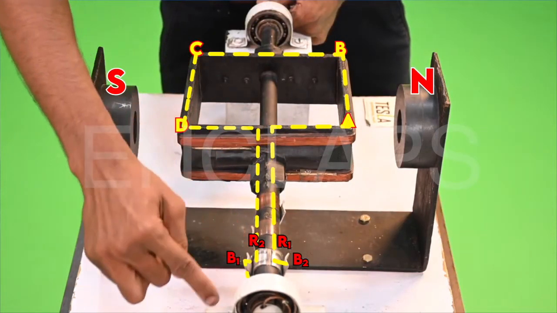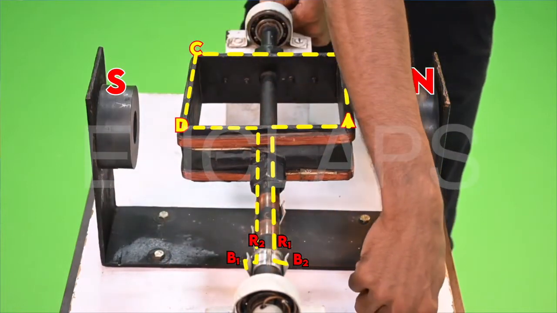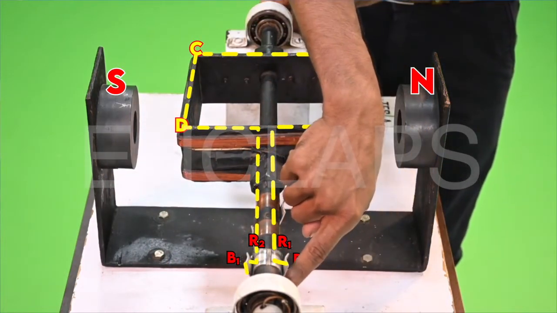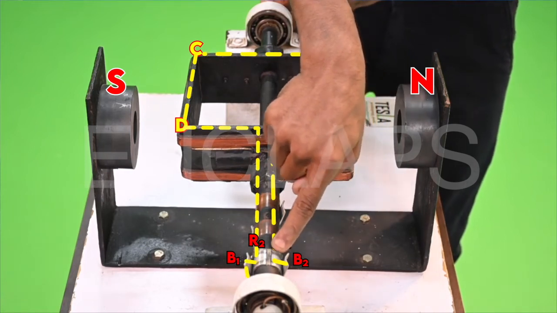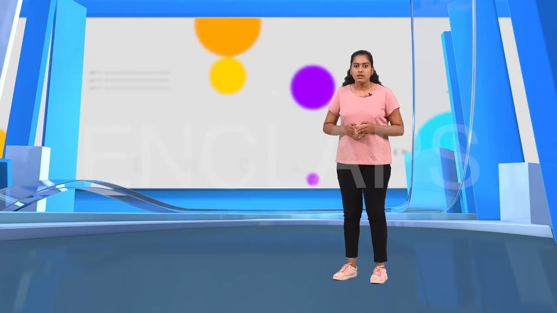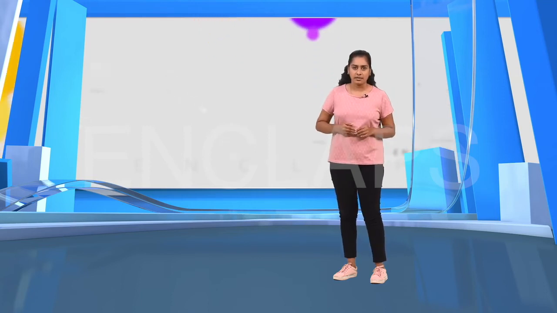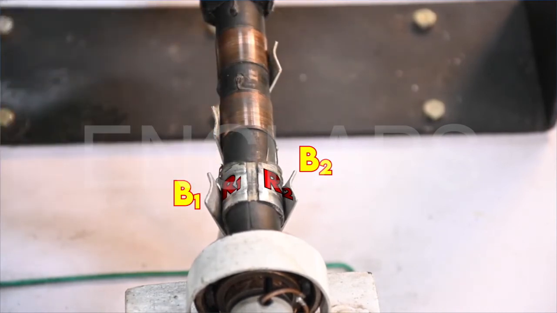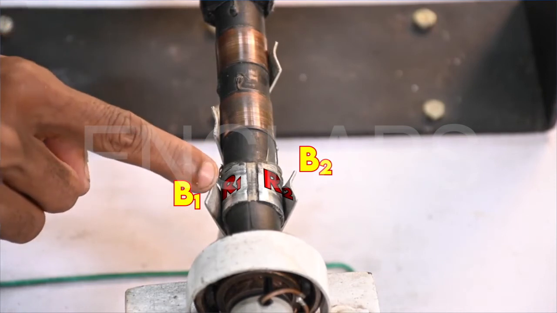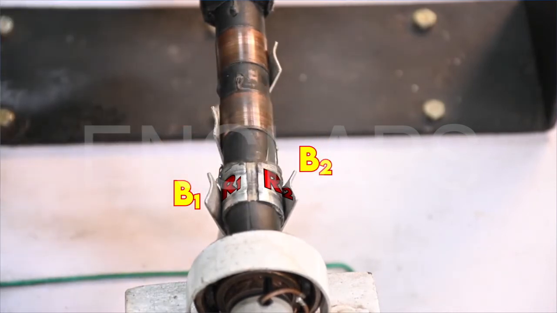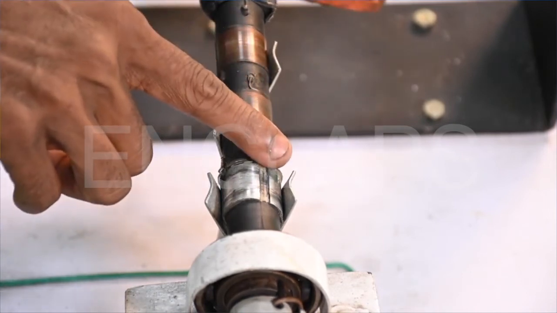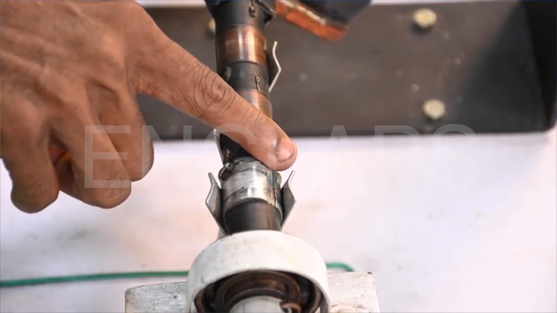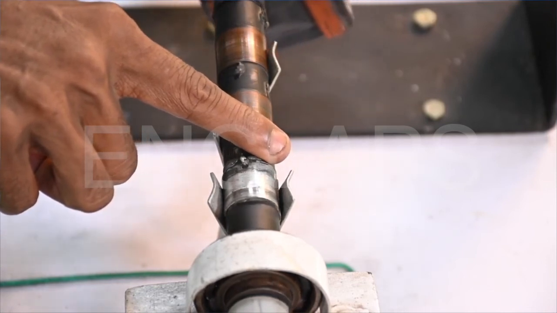Induced current is flowing from CD to R2 to B1 to the external circuit to B2 to R1, then goes back to the armature. Now, let us discuss an important concept here. The position of split rings interchanges with the rotation of the armature. At 90 degrees, the ring R1 touches the brush B1 and the ring R2 touches the brush B2. Here, the current flows from B1 to B2. As the armature rotates, split rings interchanges its position.